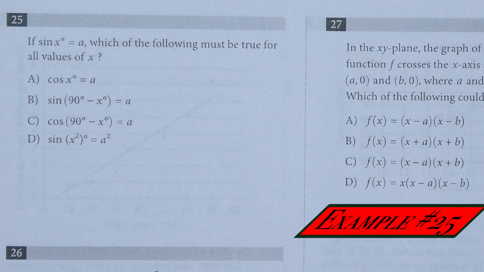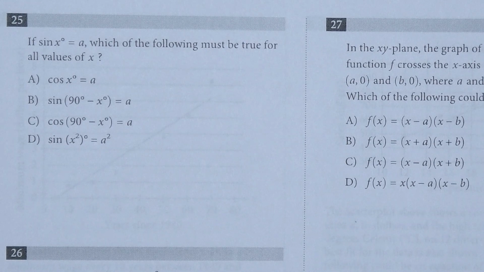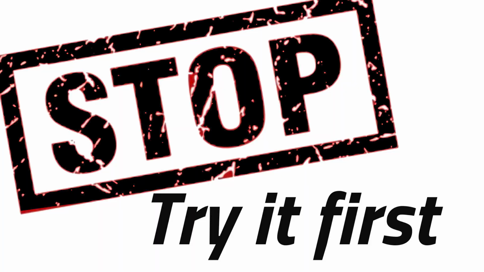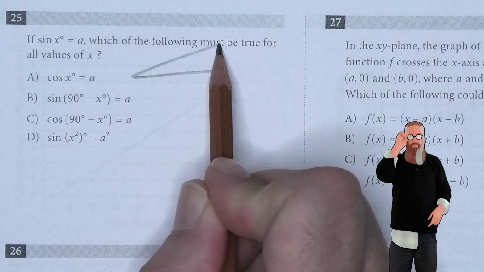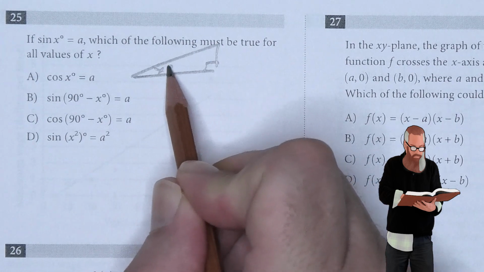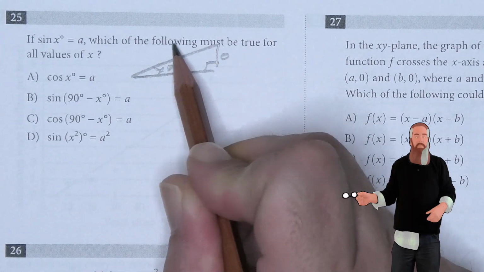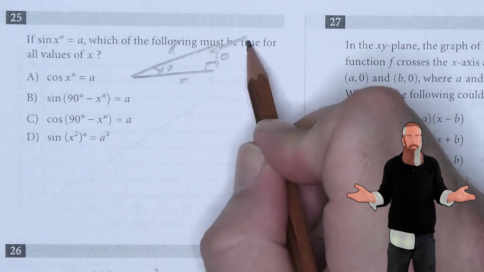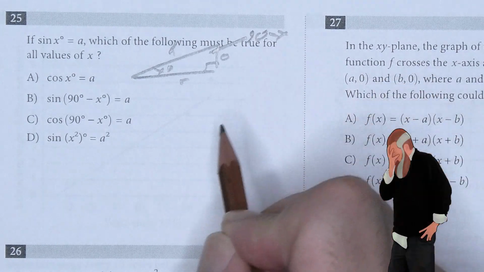If sine of x degrees is equal to a, which of the following must be true for all values of x? Well, I start by considering the triangle, a right triangle, where I'm going to have x degrees, an opposite, adjacent, and a hypotenuse. That means that this angle right here would be equal to 90 minus x.